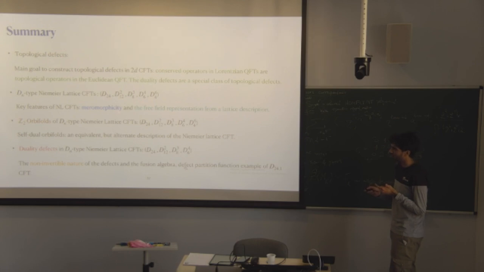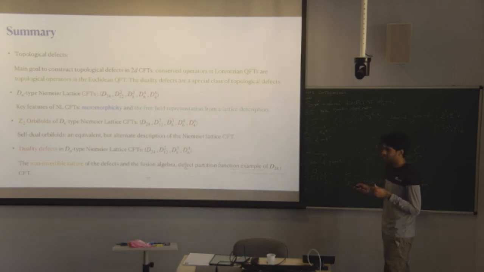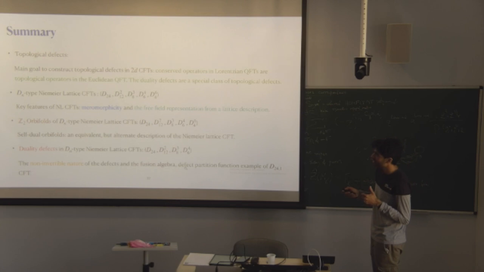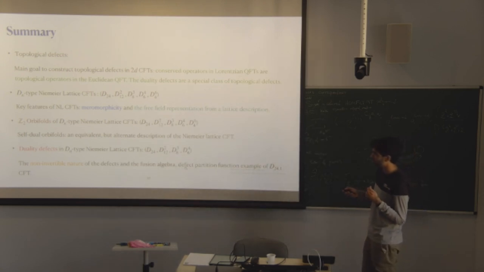So these are meromorphicity, and then you also have a free field representation, which is in terms of 24 free bosons of these CFTs. So remember that all of these CFTs have the same Lagrangian, the Lagrangian of 24 free bosons, but then it's the choice of vertex operators which tells you what are the possible current algebras that you can write for these CFTs.